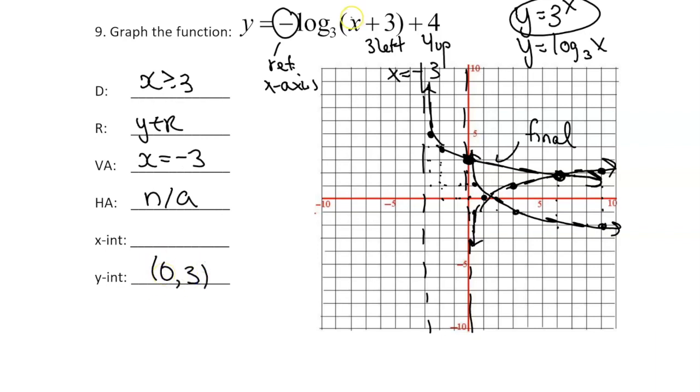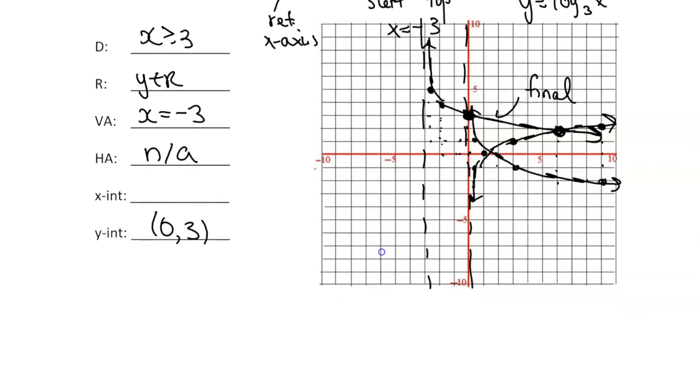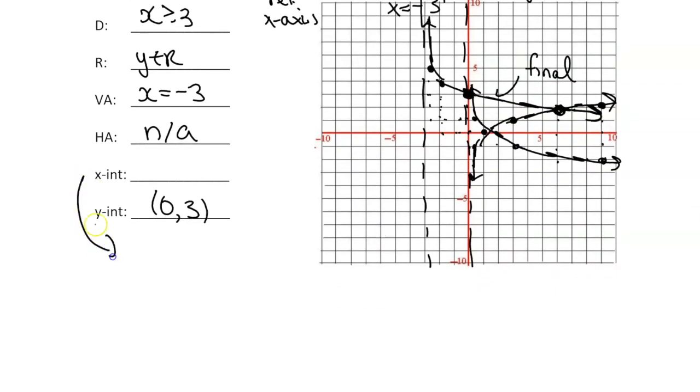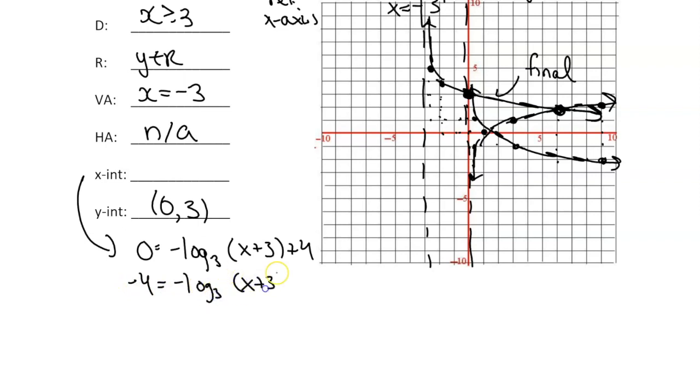You could clearly check that out by putting in a 0 here, and you would get -1 plus 4, which would check out to be 3. But our x-intercept is going to be a little bit more challenging. So to find our x-intercept, we could put in 0 for y. We could subtract 4 to the other side. Divide both sides by -1. 4 is equal to log base 3 of x plus 3.